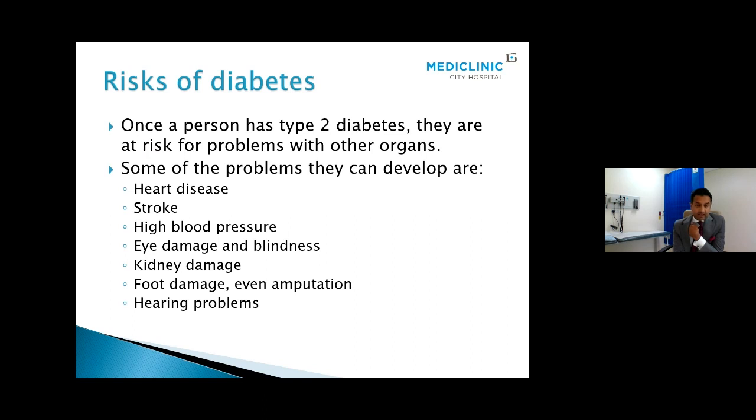And we've talked about this already. I just wanted to mention some of the other problems that can develop, related to the eyes, kidneys, and foot damage, where you have impairment of the sensation of the feet or impairment of the blood flow to the feet. And again, diabetes is one of the leading causes for amputation of the legs.